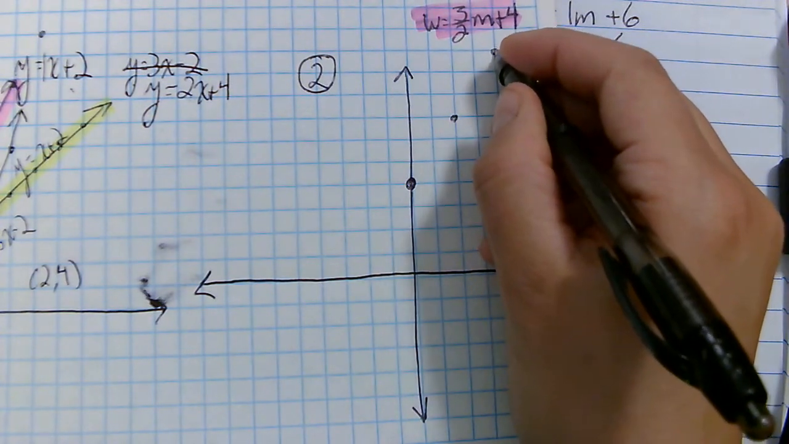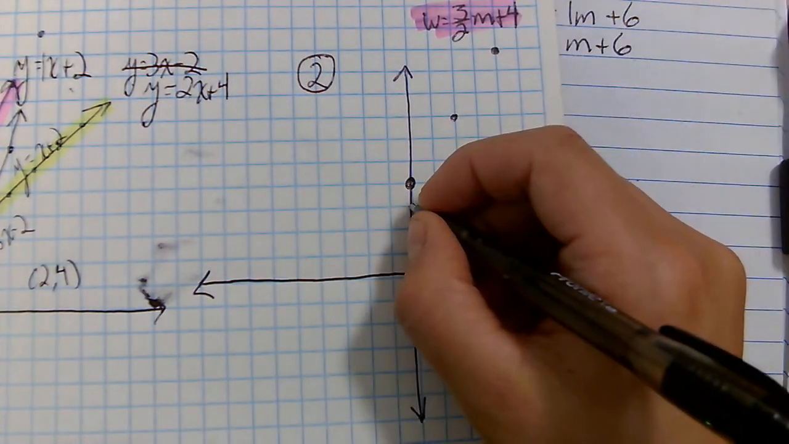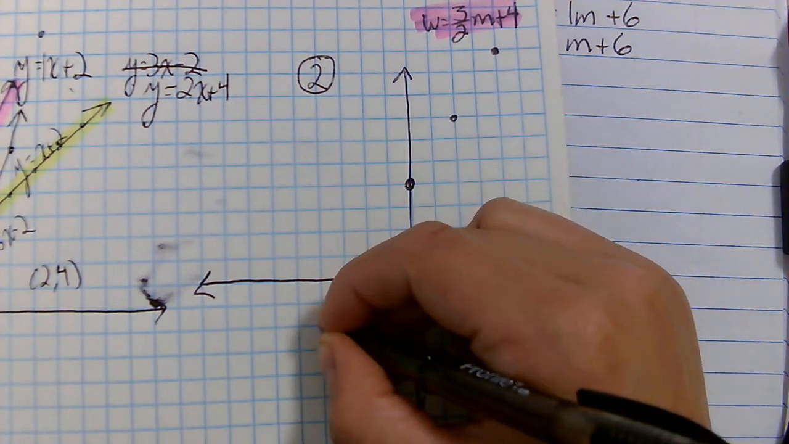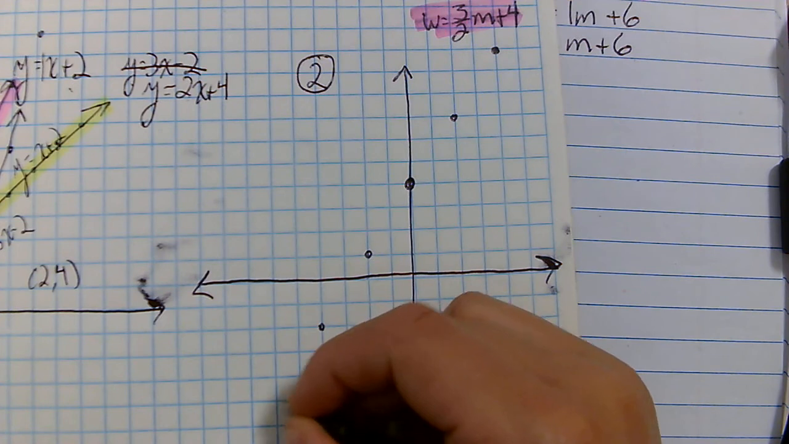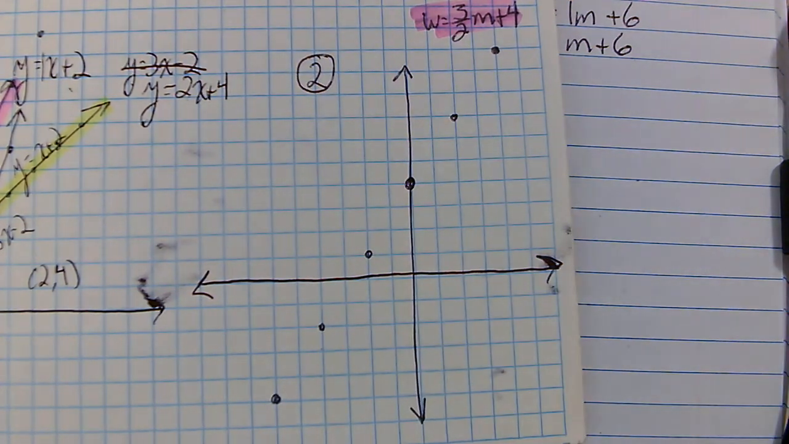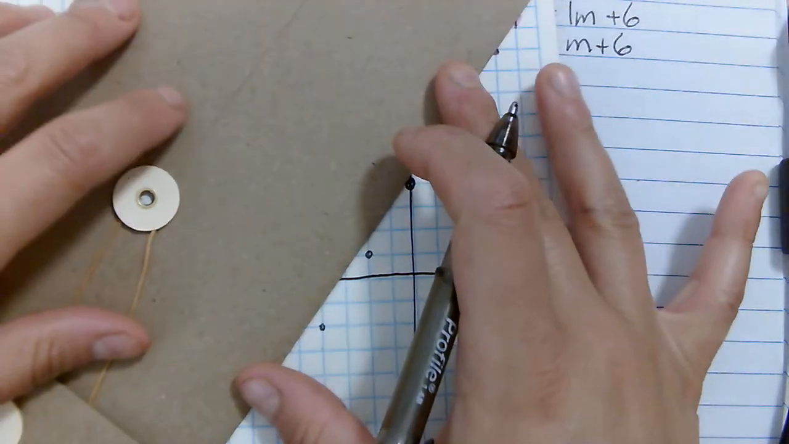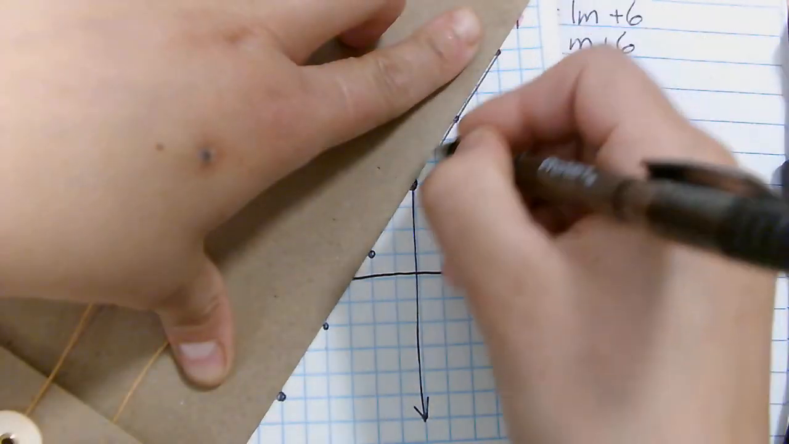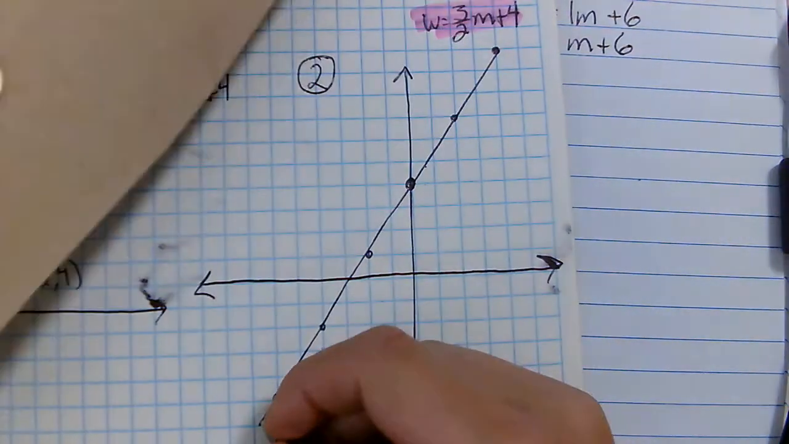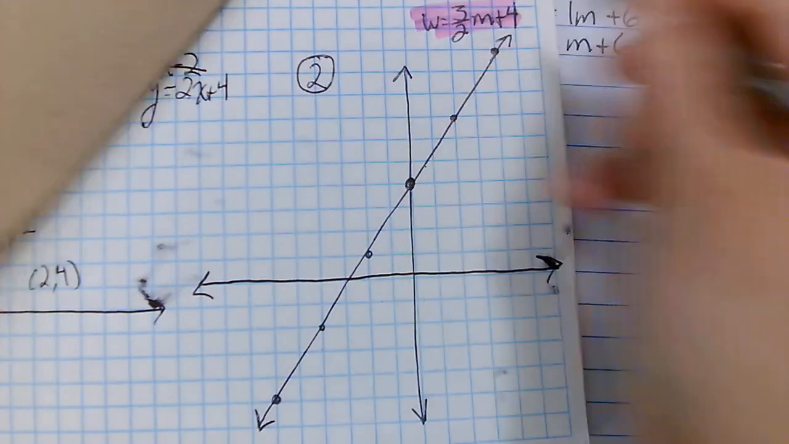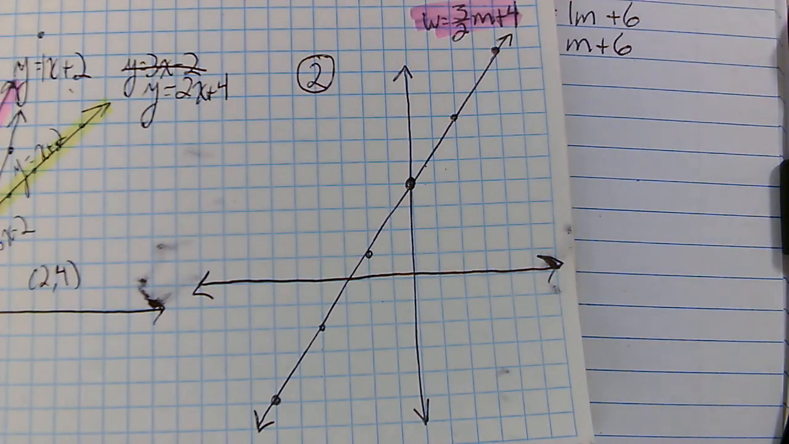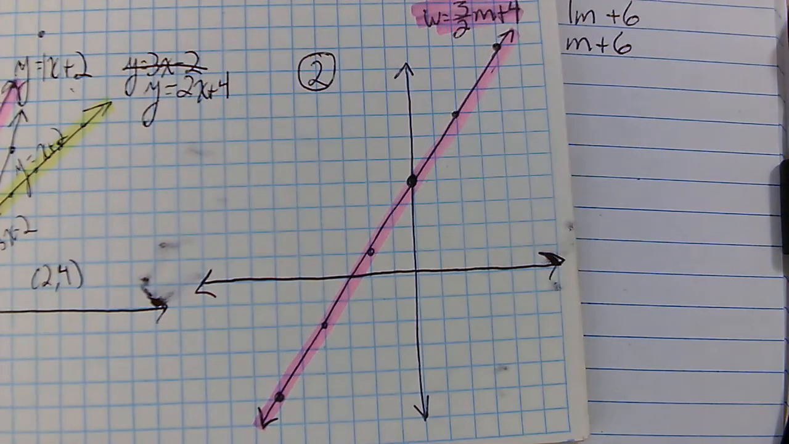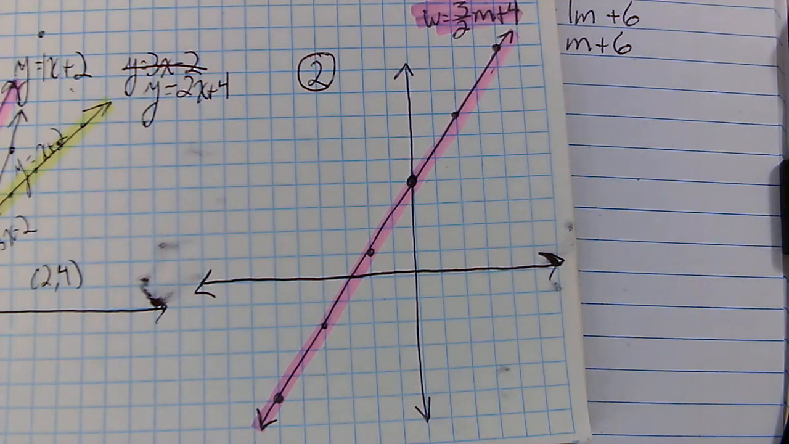And I'll do some beneath as well. 1, 2, 3, 1, 2. That should do it. Alright. Let's go ahead and connect the dots. There we go. Definitely better with the straight edge. Okay. And that is my pink line.